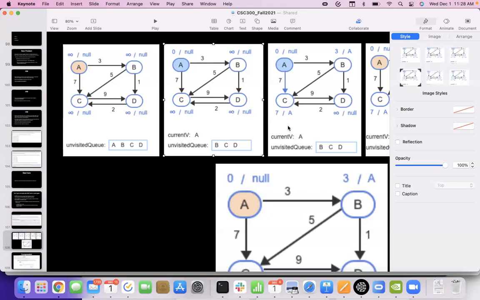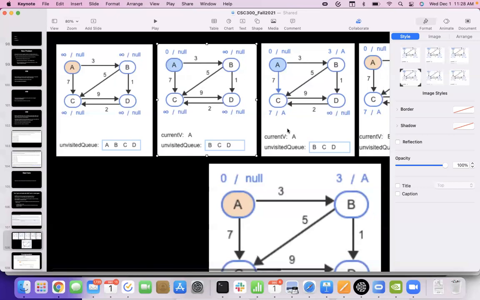All right, so we've now hit all the roads coming out of A. So now we're going to finish using A here, and we're going to keep doing this as long as we have stuff in our queue, nodes in our queue. So we'll go ahead and DQ a B.